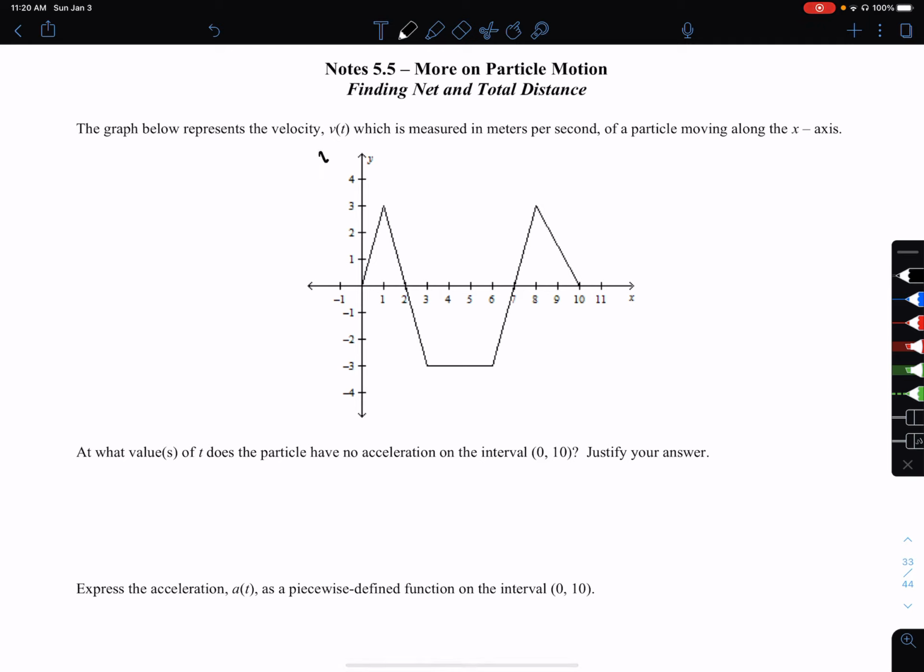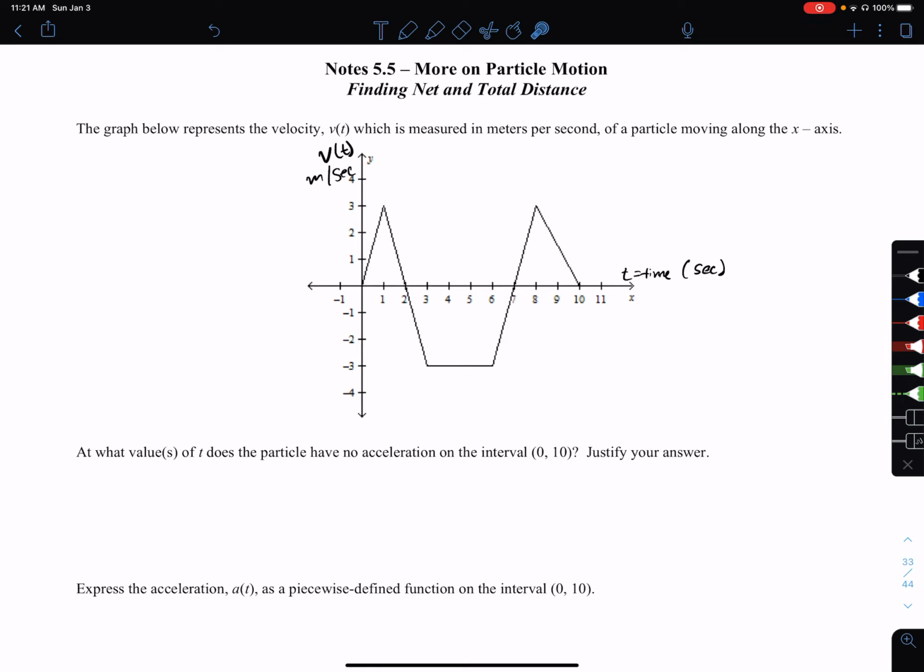So let's label this vertical axis velocity, and let's label this horizontal axis time. And this is in seconds, and the velocity is in meters per second. At what value of t does the particle have no acceleration?